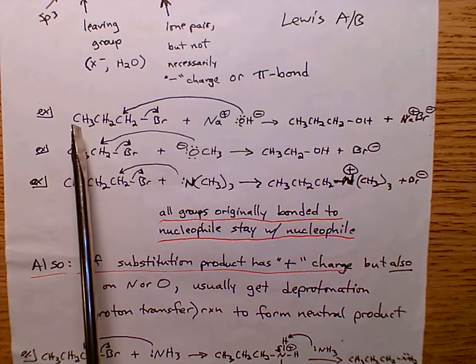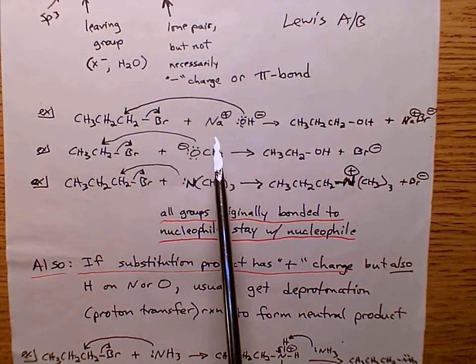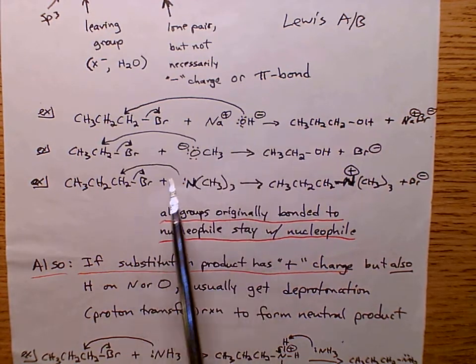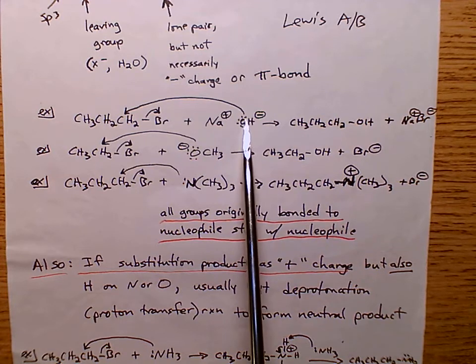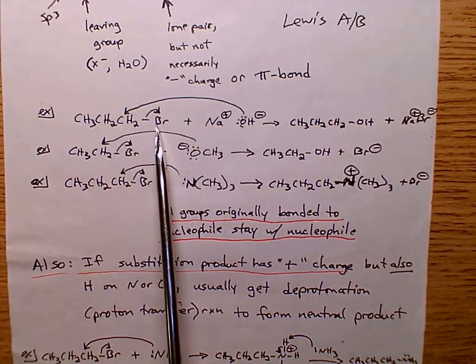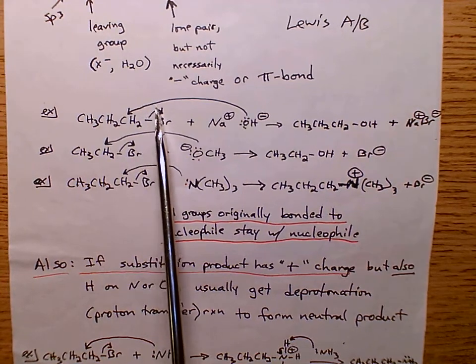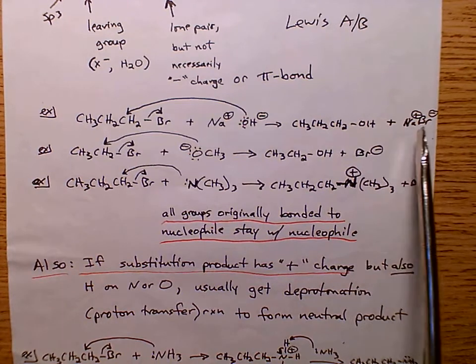Say you have CH3CH2CH2Br, propyl bromide, and you put in sodium hydroxide. Well, the hydroxide has lone pairs on it. One of these lone pairs can attack and form a bond with this carbon, the carbon attached to the halogen, and then that halogen breaks off at the same time to give CH3CH2CH2OH plus NaBr.